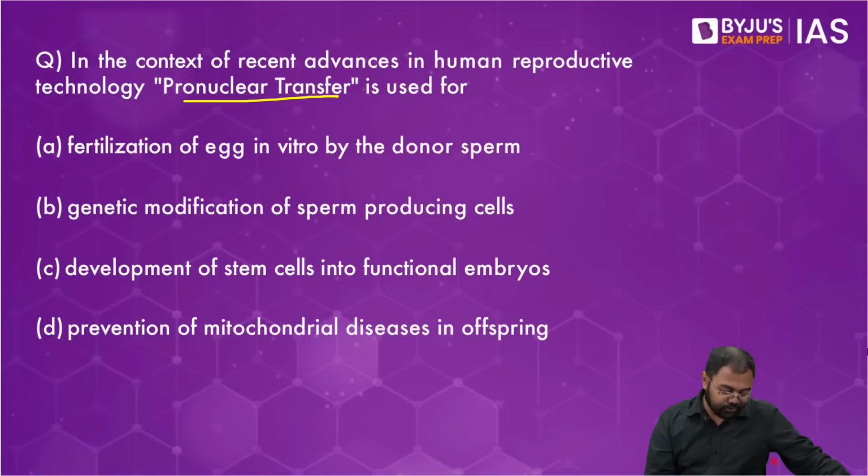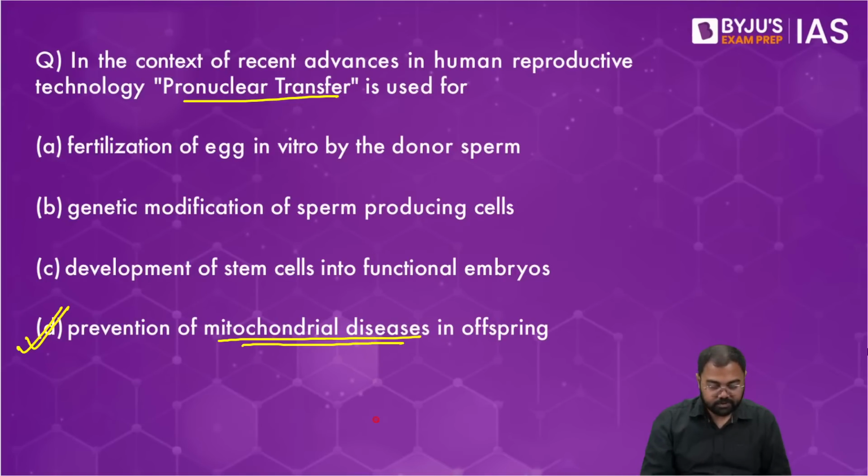I'm sure you know the answer to this question, but let me still give you the poll here, just in case. So pronuclear transfer could have been very confusing at the time of the examination, I understand, because this is a very less used term. We use three-parent baby or three-parent in vitro fertilization or mitochondrial manipulation, etc. These are more used terms, and pronuclear transfer is a lesser used term, but they had given this in your paper.